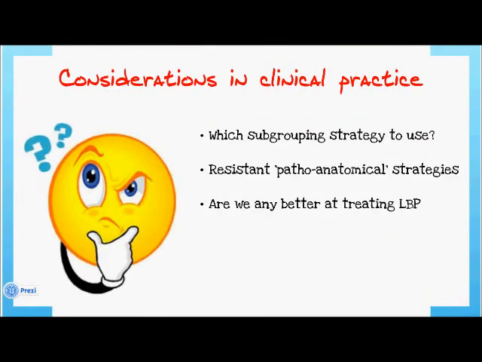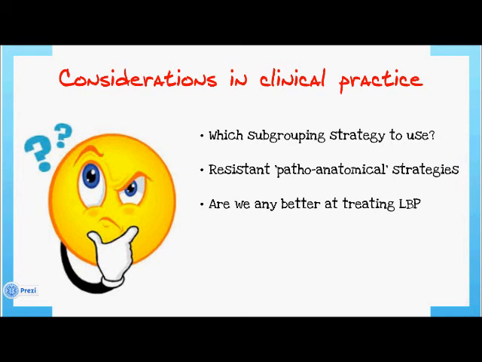Considerations in clinical practice. Because prognostic associations are inconsistently reproduced across studies and predictive models, these are not readily interpretable by clinicians. And given the volume of subgrouping strategies that exist, it is not surprising clinicians aren't sure which subgrouping method to use. There is still a big emphasis in physiotherapy, and particularly physiotherapy education, to select a diagnosis or prognosis based on pathoanatomical or causal mechanisms. Therefore, using other strategies might present with resistance.